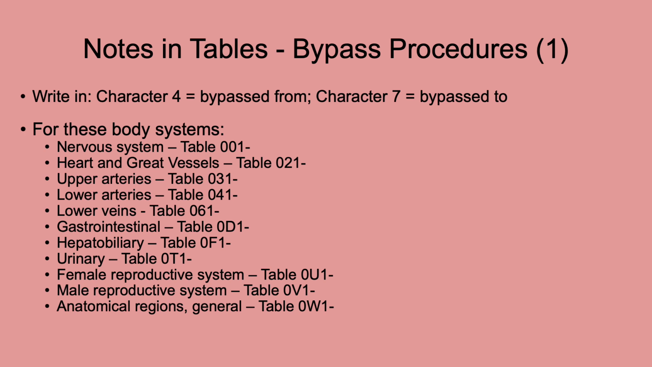Now this bypass is in these body systems: nervous, heart and great vessels, upper arteries, lower veins, gastrointestinal, hepatobiliary, urinary, female reproductive, male reproductive, anatomical regions general. And you're thinking, wow, that's a lot of hassle to do this. But if you're trying to find a code and you're taking a test or a certification exam, you want to make this as quick and easy as possible. And this will remind you which each one that you have: character 4 is from, character 7 is to.